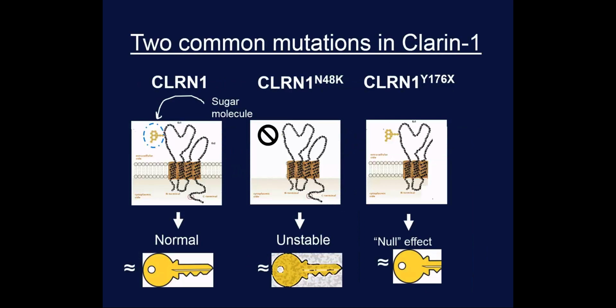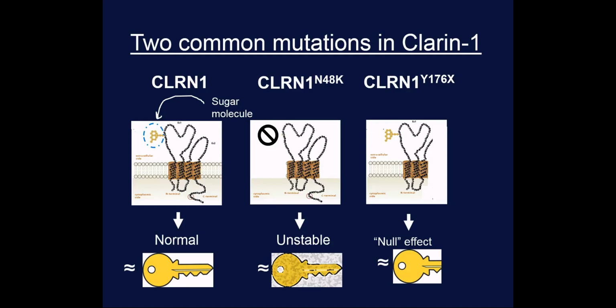The two common mutations in Clan1 are Clan1 Y176X, also referred to as a Fin major mutation. The other common mutation is N48K. The amino acid asparagine, single letter code N at position 48, is replaced by lysine, single letter code K, therefore N48K. This mutation is common among Usher patients of Ashkenazi Jewish descent.